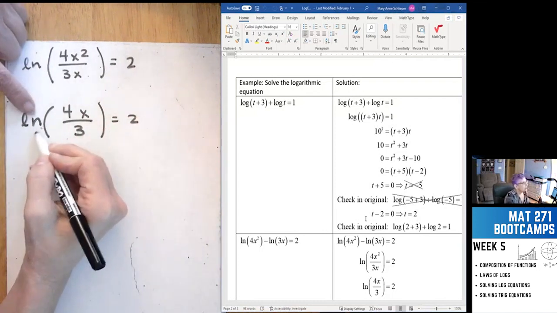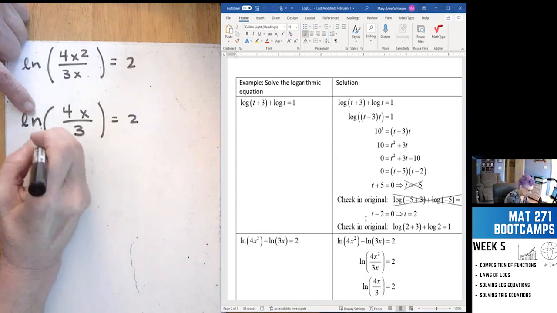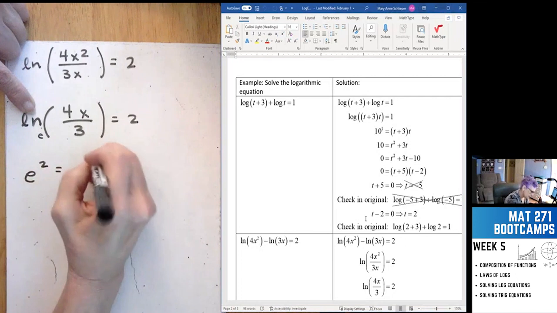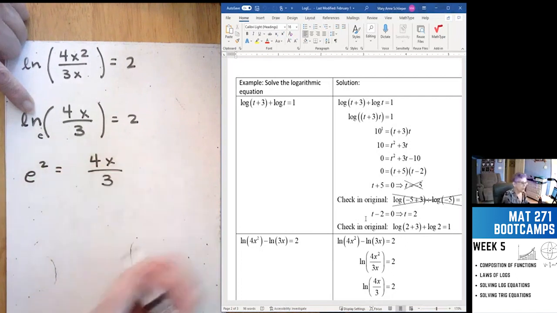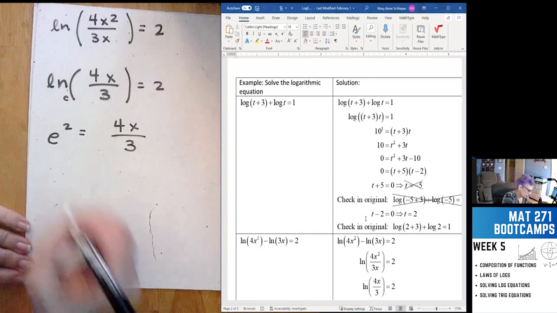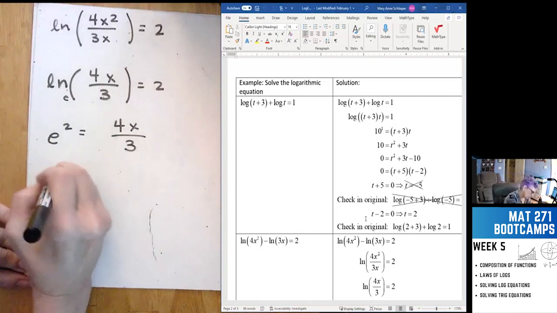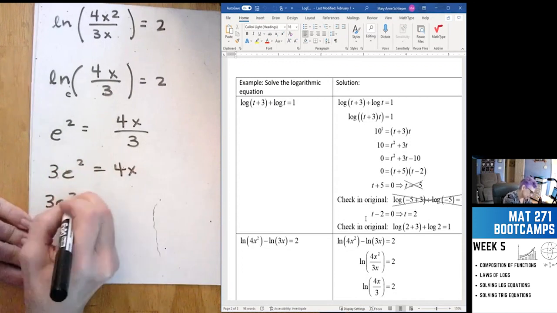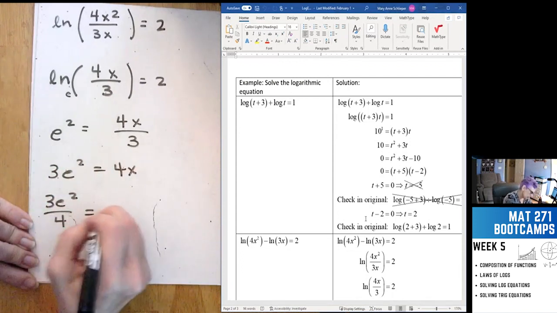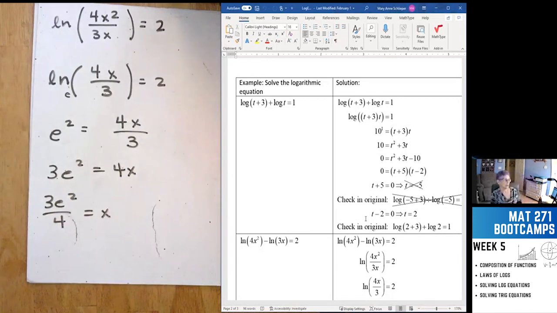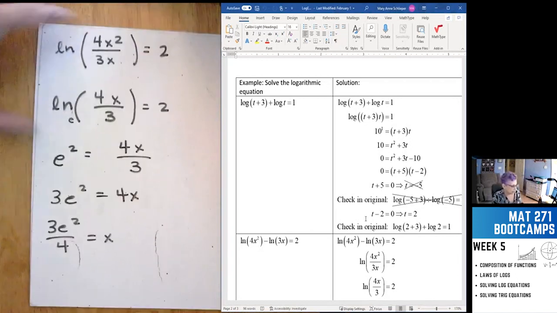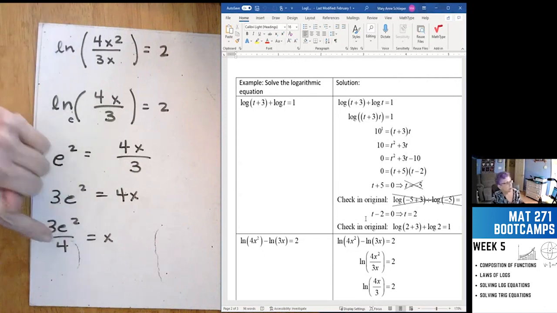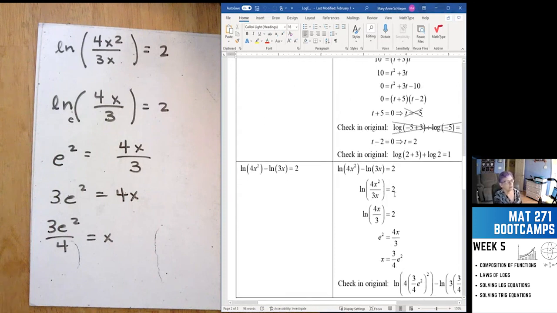When we have a natural log, the base is e. So there's a little invisible e sitting there. e squared is equal to 4x over 3. So 3 times e squared is 4x, and 3e squared over 4 is equal to x. And again, you would have to check to be sure, but everything here is positive, so you plug it in and life is good.